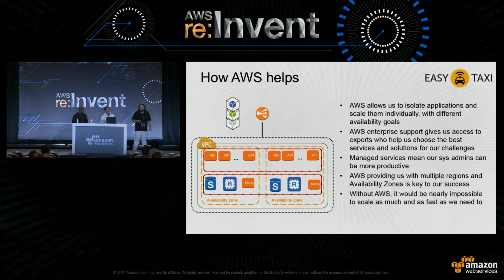And another thing that I already mentioned is AWS is providing us multiple regions, and availability zones are key to our success. Like I said, it's really mission critical, and it would be really hard to do without the availability zones. It's something that makes us sleep a little better at night, knowing that we have the availability zones in the different regions. And without AWS, it would be nearly impossible to scale at the pace we needed, in the time we needed, and as fast as we needed.